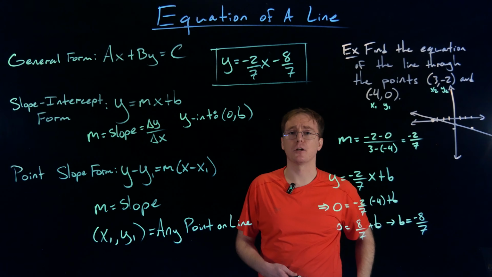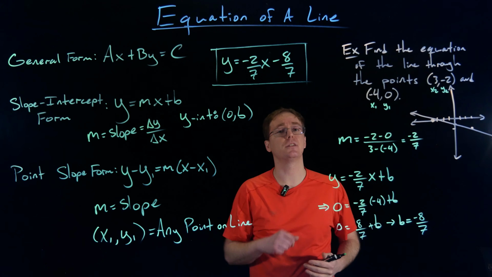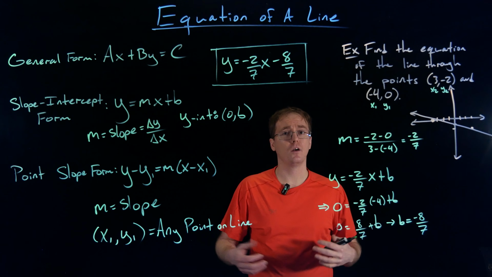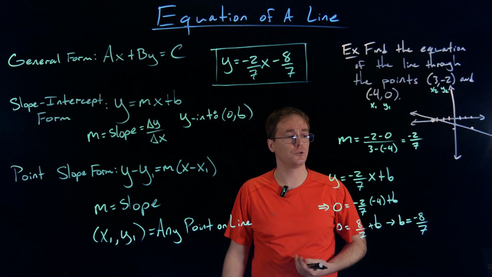And so technically we are done with this example. We found the equation of the line through those 2 given points. This is the equation of that line. And so remember, our steps for doing this were, first we calculated the slope. We got that to be -2/7.